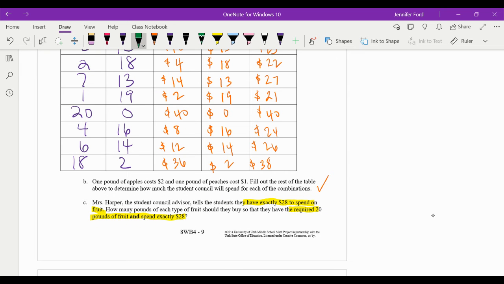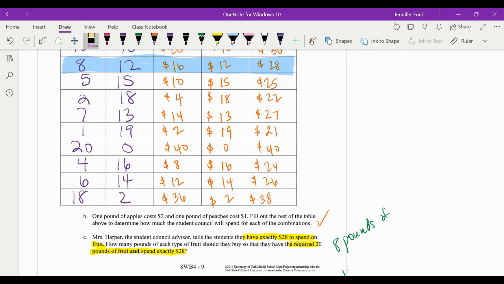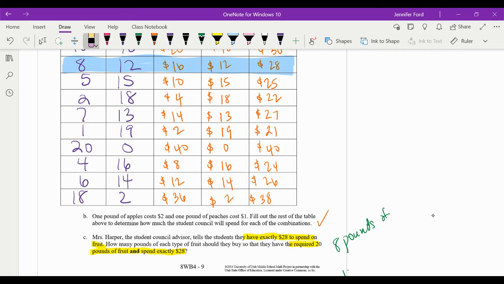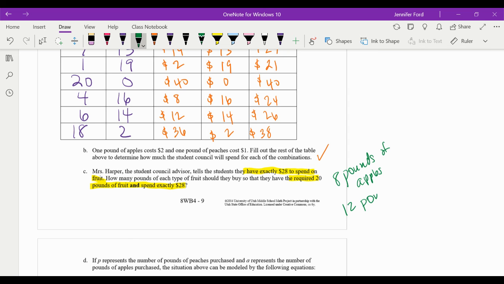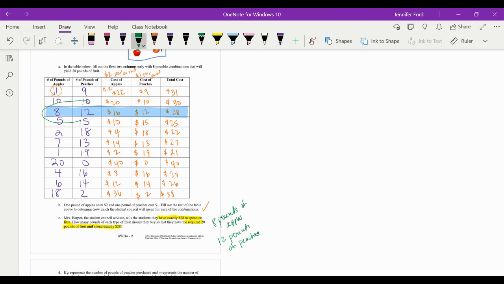So we can do 8 pounds of peaches. And, oops, that is not correct. We can do 8 pounds of apples. And 12 pounds of peaches, which is this combination right here.